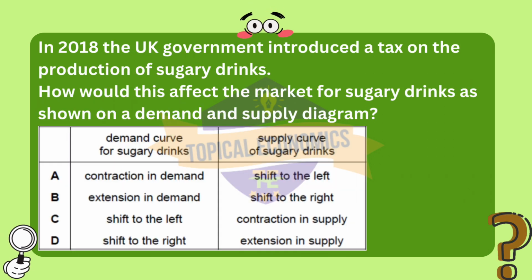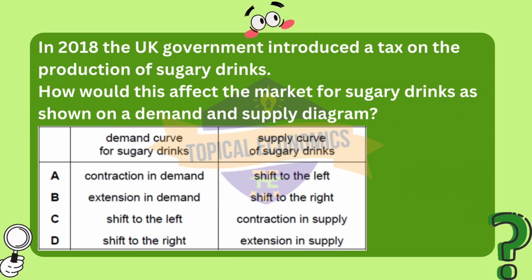Moving to question 4. In 2018, the UK government introduced a tax on the production of sugary drinks. How would this affect the market for sugary drinks as shown on a demand and supply diagram? This question is from year 2020 February-March version 2. The correct answer for this question is option A.